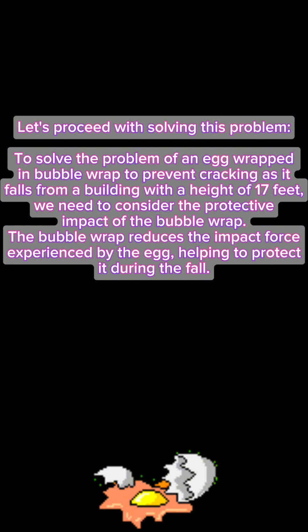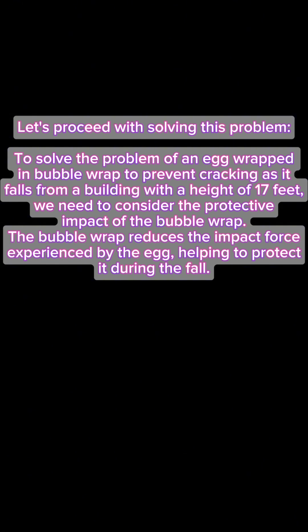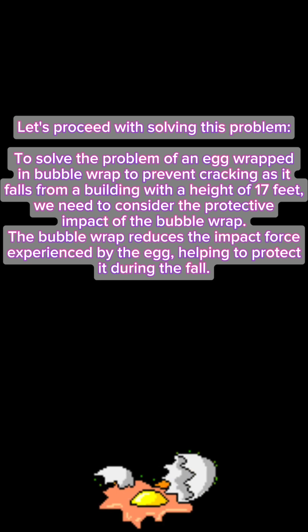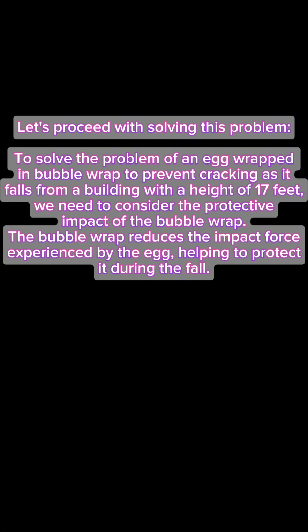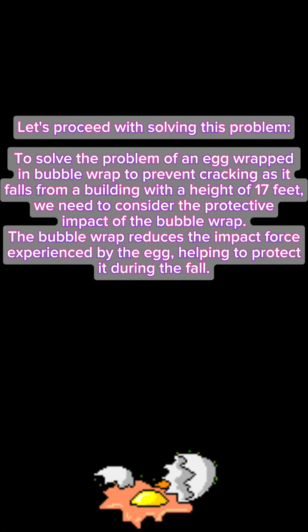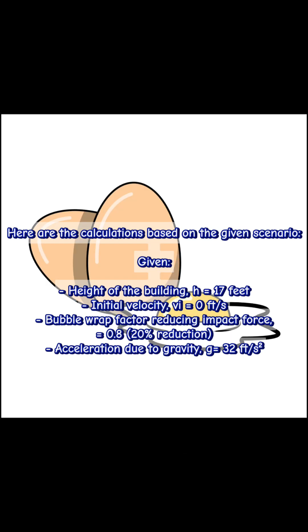To solve the problem of an egg wrapped in bubble wrap to prevent cracking as it falls from a building with a height of 17 feet, we need to consider the protective impact of the bubble wrap. The bubble wrap reduces the impact force experienced by the egg, helping to protect it during the fall. Here are the calculations based on the given scenario. Given height of the building, h equals 17 feet, initial velocity, v0 equals 0 feet/s, bubble wrap factor reducing impact force equals 0.8, a 20% reduction, and acceleration due to gravity, g equals 32 feet/s².